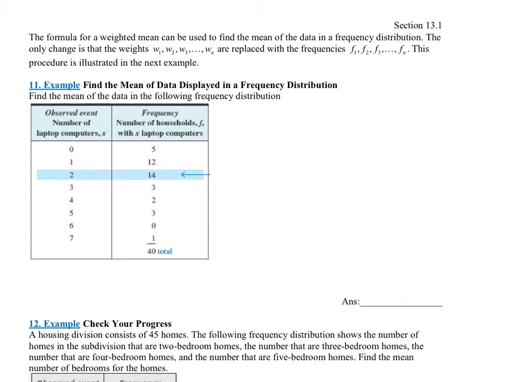So it says the formula of a weighted mean can be used to find the mean of a frequency distribution. The only change is that the weights W1 through Wn are replaced with the frequencies F1 through Fn, and this procedure is in the next example.